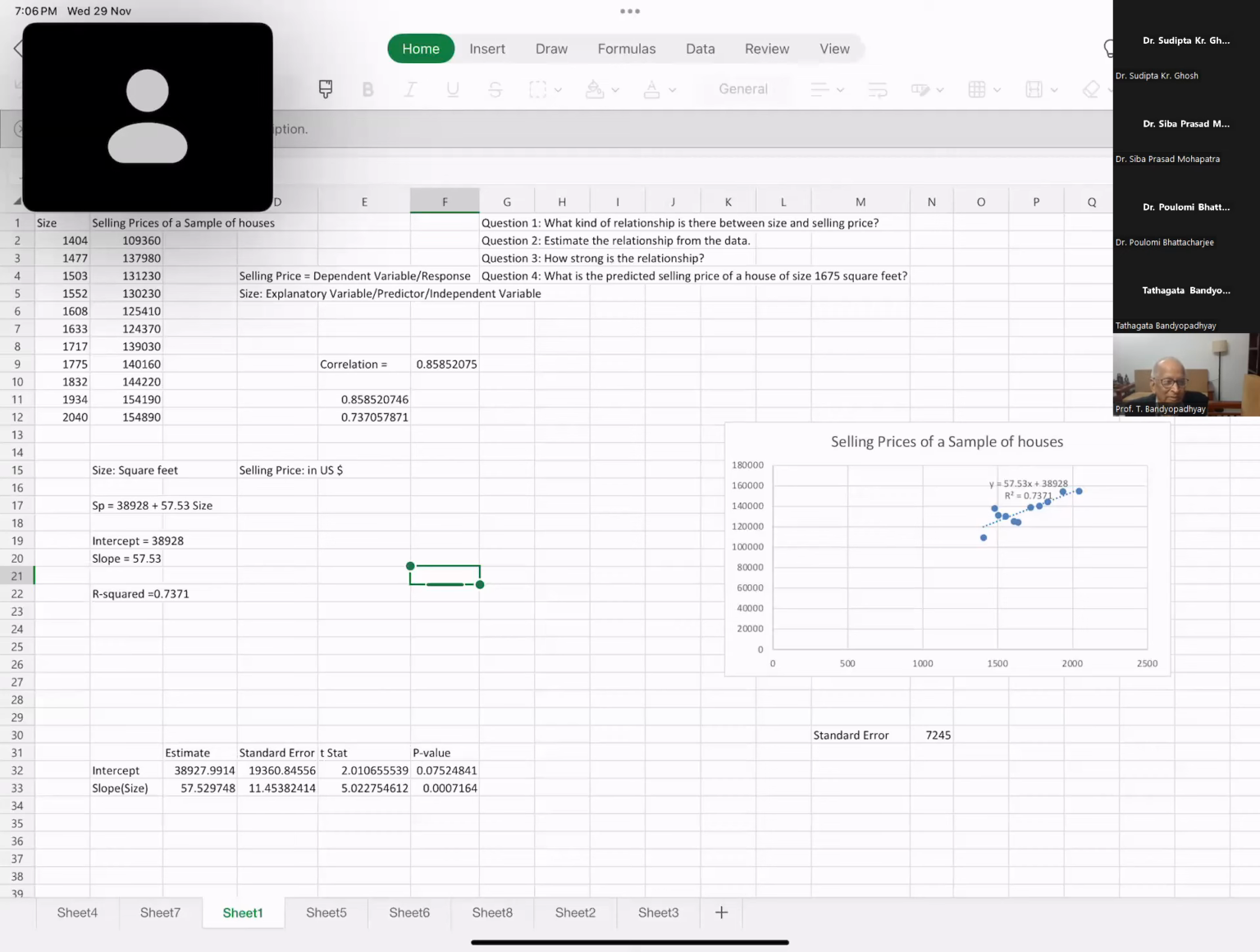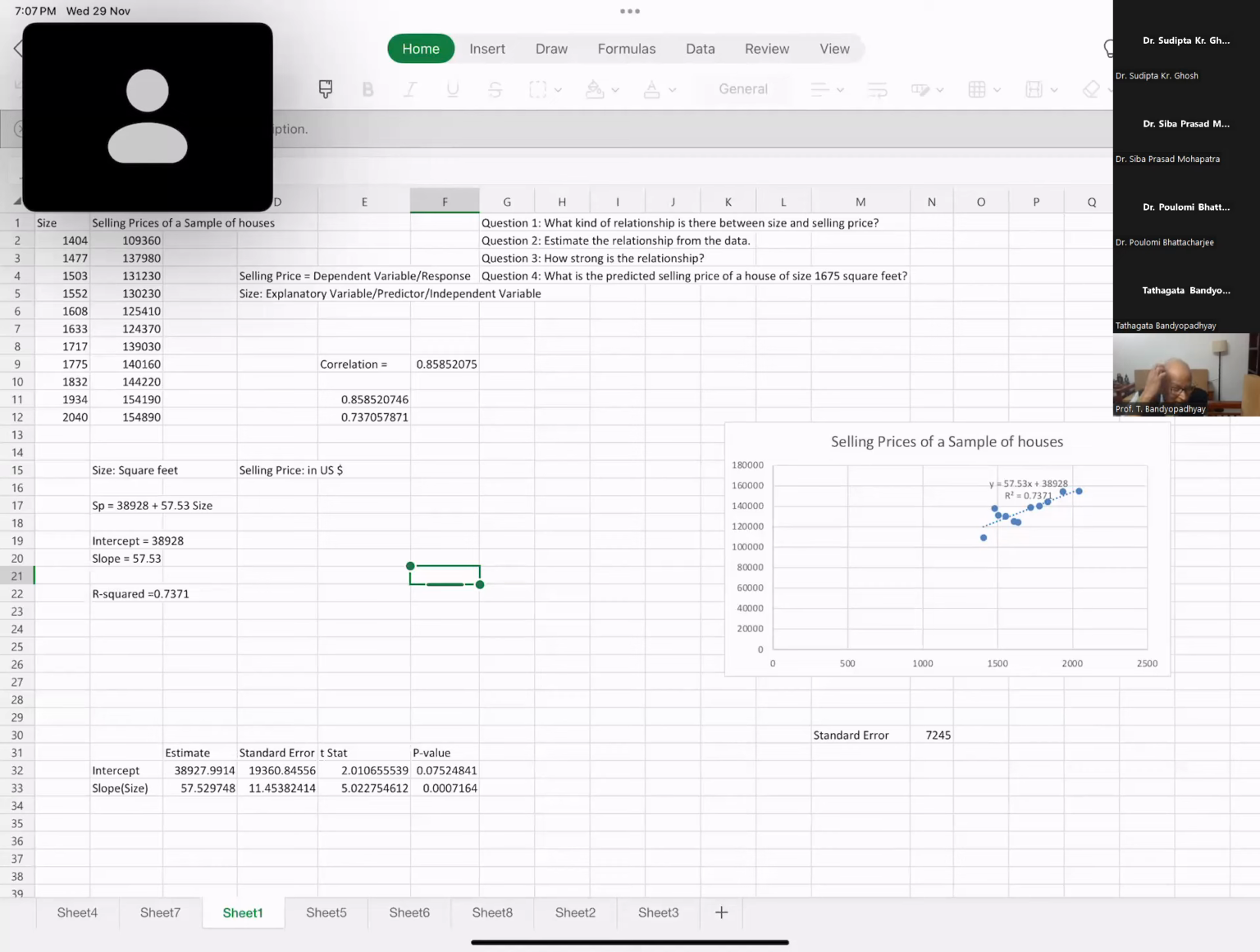For example, the first apartment's size is 1404 square feet, and its selling price is $109,360. Similarly, if you look at the last one, the size is 2040 square feet, and the selling price was $154,890. So these are the size and selling price data. Now, from this data, suppose the size of my apartment is 1500 square feet. I need to predict what kind of selling price I will get if I go to the market and sell my apartment.